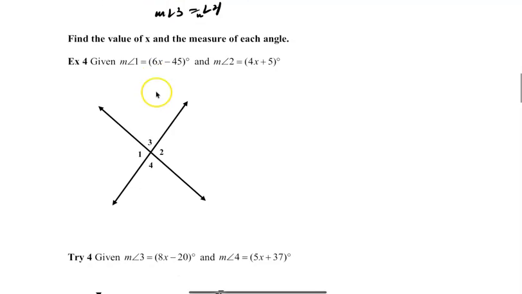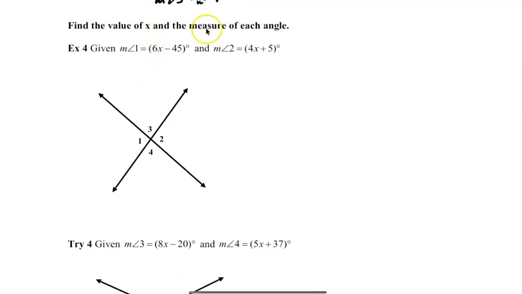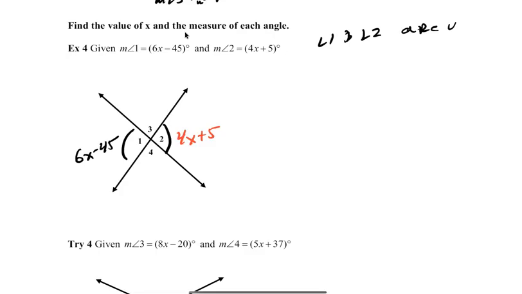So if we're going to do our last example here, find the value of x. I don't find the measure of 1 and 2, just the value of x. Given angle 1 is 6x minus 45, and the measure of angle 2 is 4x plus 5. So the key thing here is these are vertical angles. So angle 1 and angle 2 are vertical angles, which means they're equal to each other. So angle 1 equals angle 2.